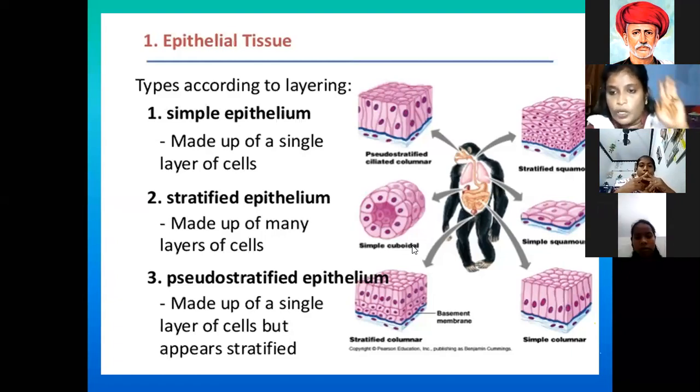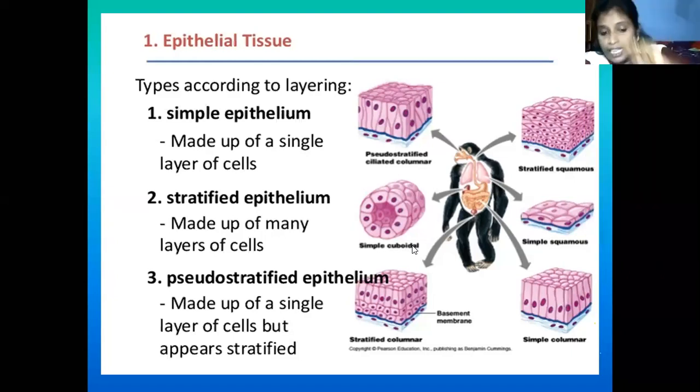Epithelium tissue has three types: simple epithelium, stratified epithelium, pseudo stratified epithelium. The simple epithelium is made up of a single layer of cells. Stratified epithelium is made up of many layers of cells. Pseudo stratified epithelium is made up of a single layer of cells but appears stratified. These are all types of epithelium tissue. Can you understand this slide, ma'am?